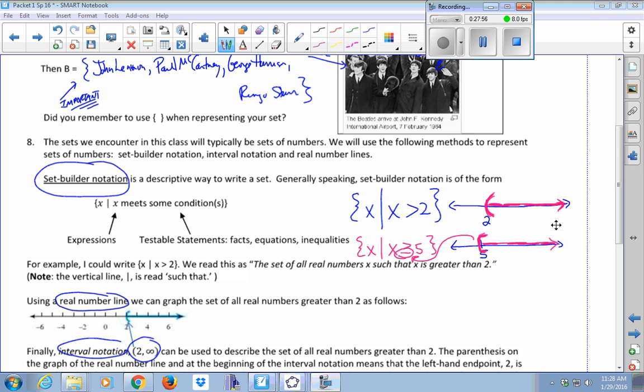Did it used to be like an open circle? Yes. But we're not using circles here just because this is what your book uses for notation. And that's what you use when you now go into interval notation. So you want to be consistent.